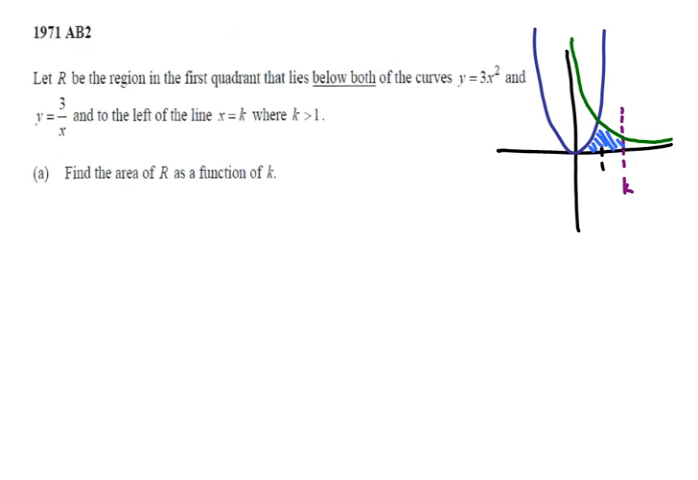Again, this is similar to the last problem we did where we have area under two different curves, and so we're going to need to set up two different integrals. So the first area is the area under the curve y equals 3x squared, and that's going to be from x equals 0 to x equals 1.